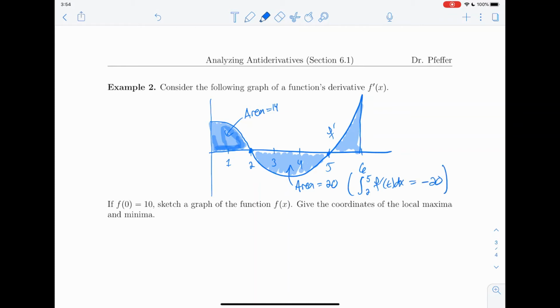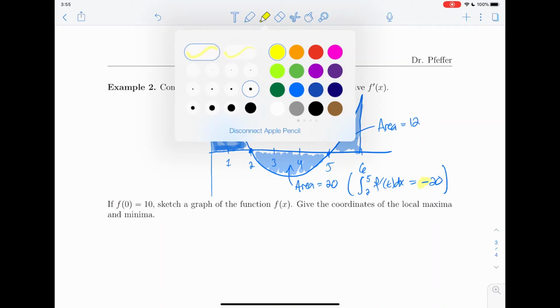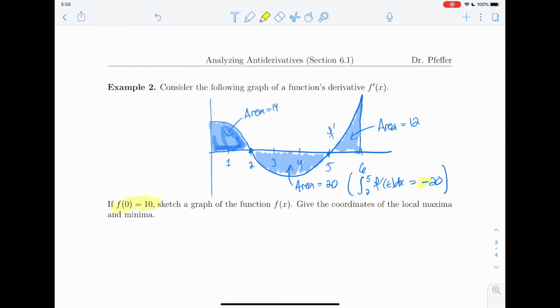Okay, that's a very important observation. You pick up the negative when you do the definite integral. And then we're also going to take as assumed that the area for this rightmost region is going to be 12. So if all we're given is an initial condition of f of 0 is equal to 10, let's highlight that so we don't forget about it.